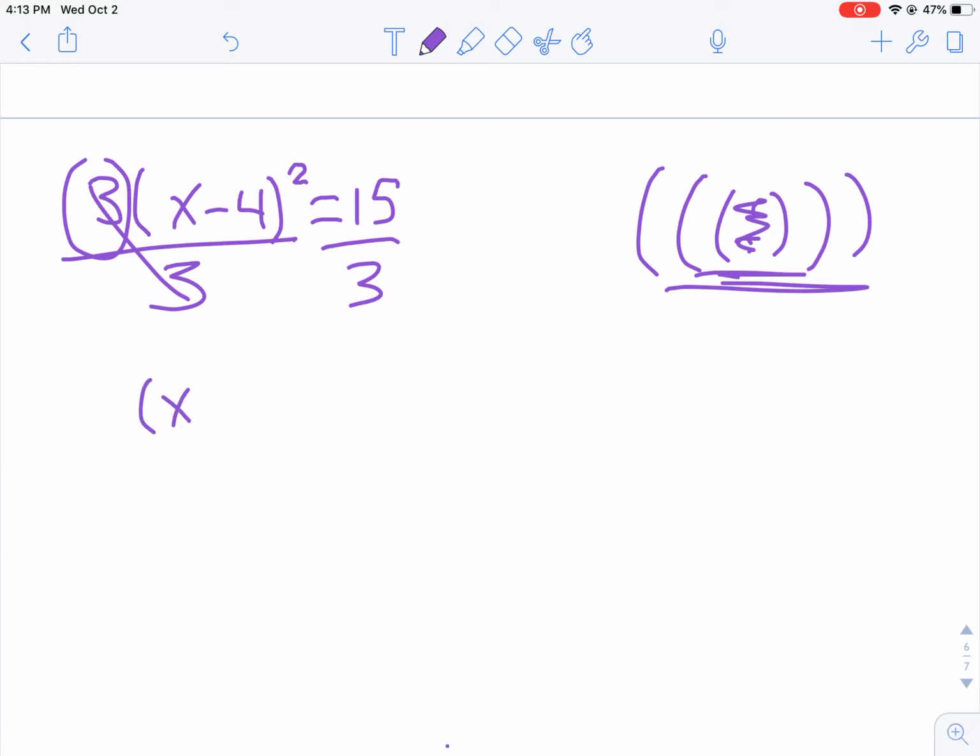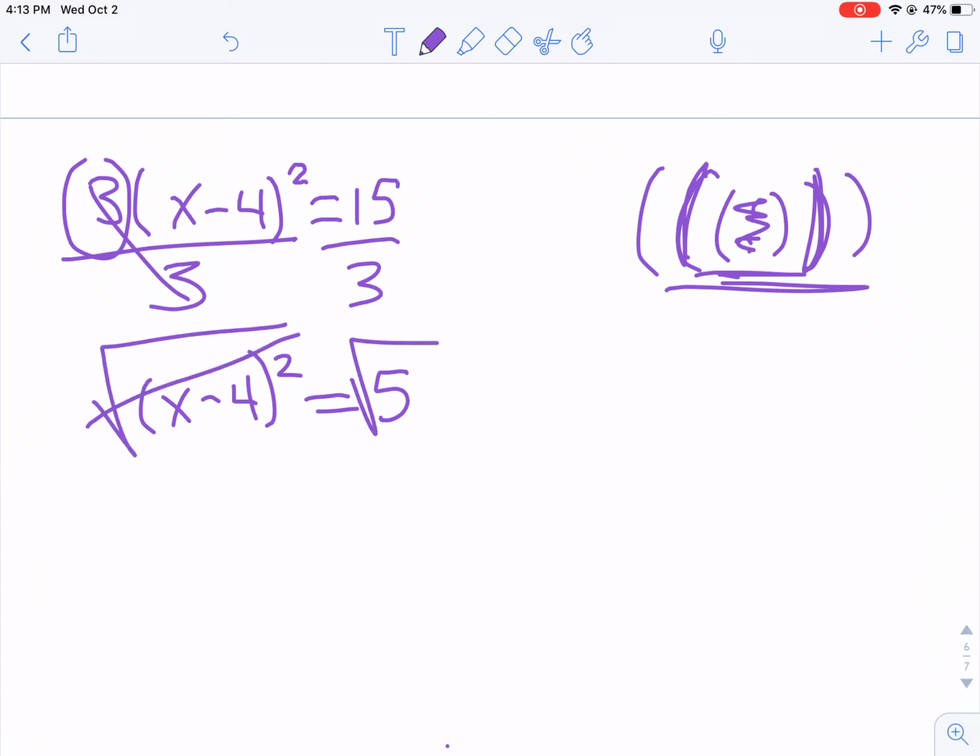So this gives me (x minus 4) quantity squared equals 5. The next layer of the onion is the squared part. So I have to deal with that now. I square root both sides. And again, you can't go to the core yet because you still have that outer layer. Okay, so we get x minus 4 equals plus or minus the square root of 5.